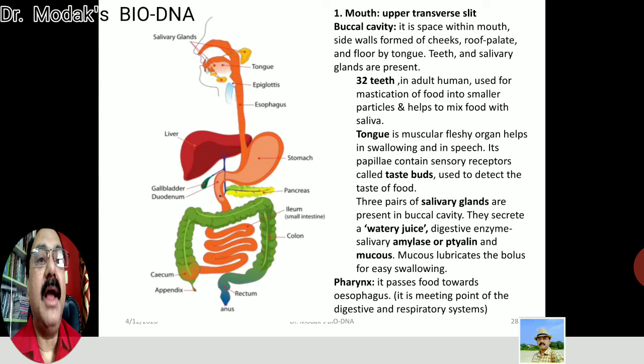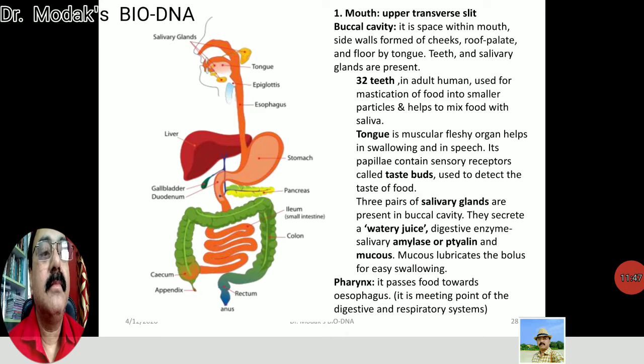Then behind our buccal cavity or mouth cavity, we call it the pharynx. It passes food toward the esophagus. Actually it is a meeting point of the digestive and the respiratory system, that is what we have to understand.